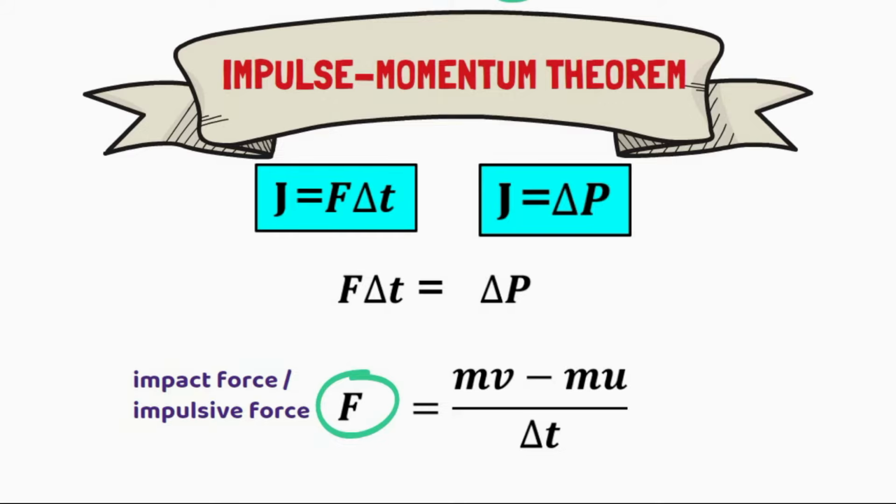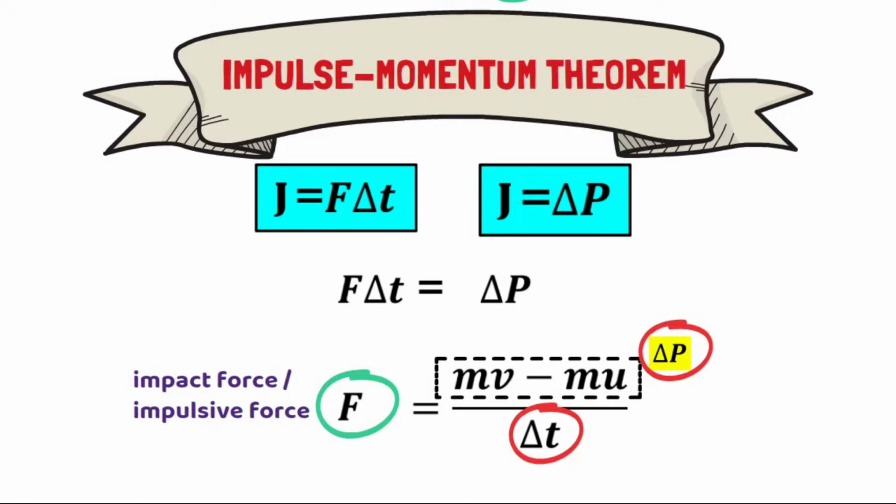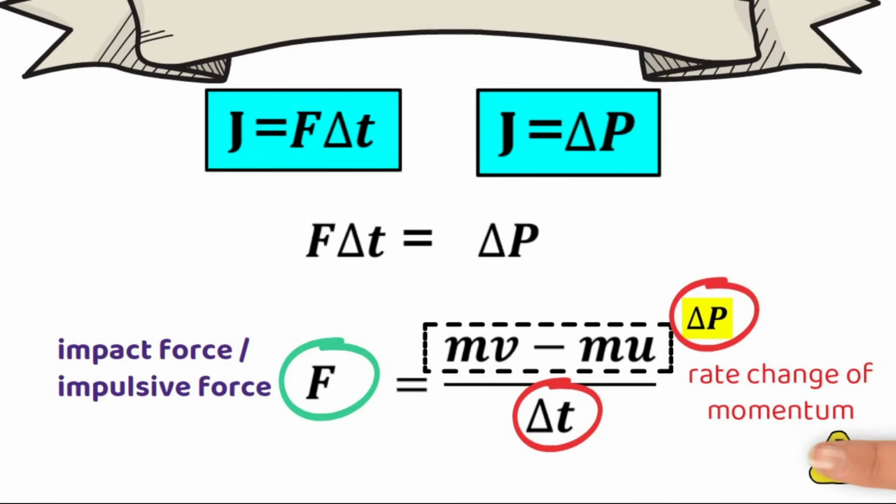Ingat, impulsive force is equal to mv minus mu over delta T, where mv minus mu ini tadi adalah change of momentum. Therefore, kita boleh cakap that impulsive force is equal to delta P over delta T. Impulsive force is the rate change of momentum. Kerana kita bahagikan dengan perubahan masa delta T, so kita boleh panggil sebagai rate change of momentum.